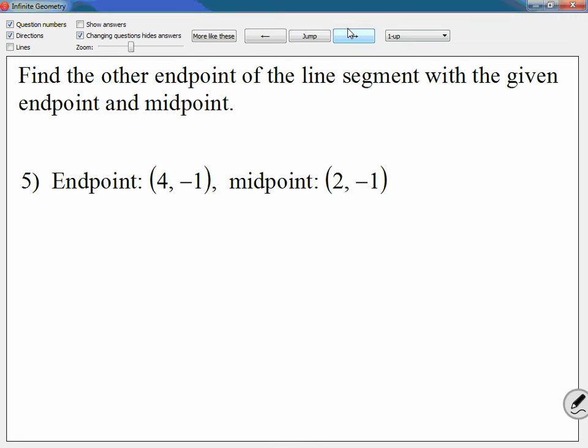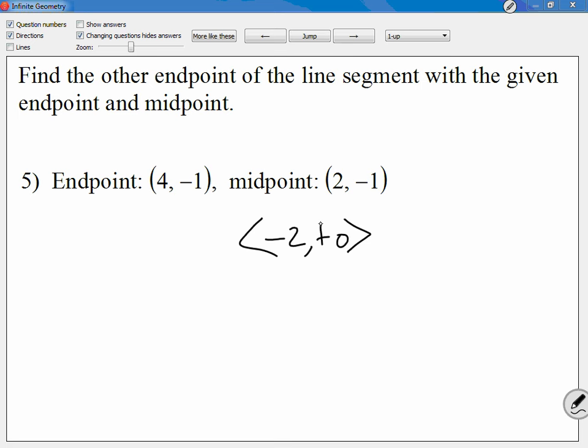Find the other endpoint of the line segment with the given endpoint and midpoint. So we're getting one endpoint, we're getting the midpoint, we have to get the other endpoint. First of all, let me find the rule, how to travel from the endpoint that is given to the midpoint. So on the x value, what do you do to 4 to make it 2? Minus 2. So the rule says on the x's, we're going to subtract 2. Now on the y's, what do you do to negative 1 to make it negative 1? Add nothing or add 0?